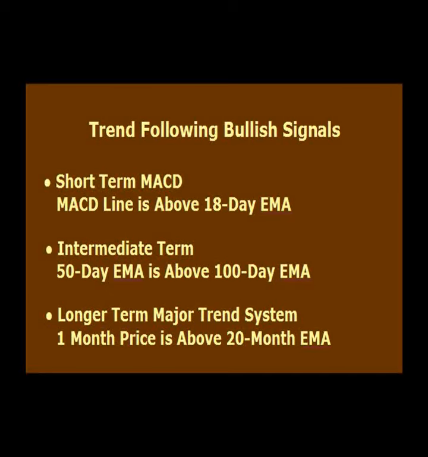A short-term buy signal is indicated when the MACD line is above the 18-day EMA line, and an intermediate term buy signal is indicated when the 50-day exponential moving average is above the 100-day exponential moving average, and a long-term buy signal is indicated when the 1-month price is above the 20-month exponential moving average.